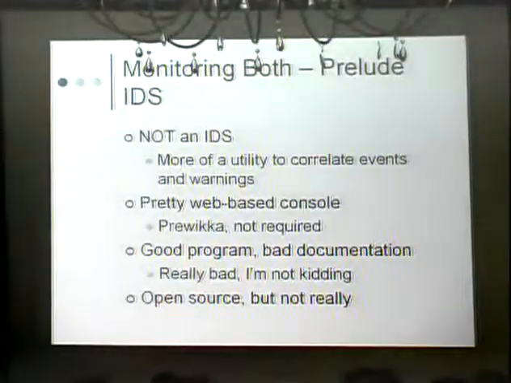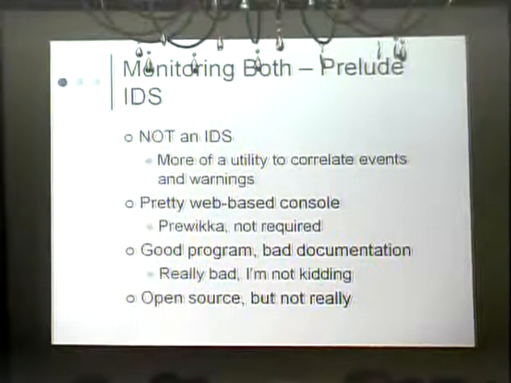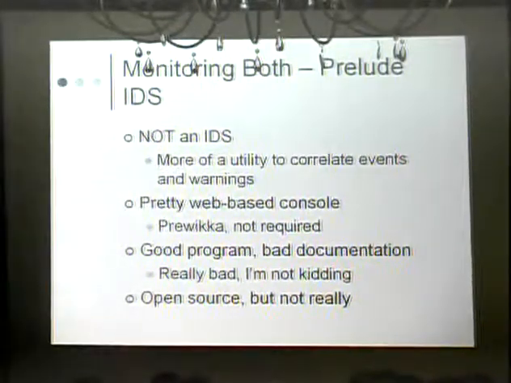Thankfully, I came across this wonderful utility that not a lot of people are using called Prelude. It's called Prelude IDS, which is stupid because it's not an IDS. They're like, oh, geez, we'll go create an IDS that will compete with Snort. And then they realize, wait, Snort doesn't really suck that bad now, does it? It's very much a way to correlate indications and warnings. You don't need to use it, but it has a pretty web-based console, so you can show it off to your supervisor, significant other, or whoever wants to actually see it. It's very nice. It's a great program, with horrible documentation.